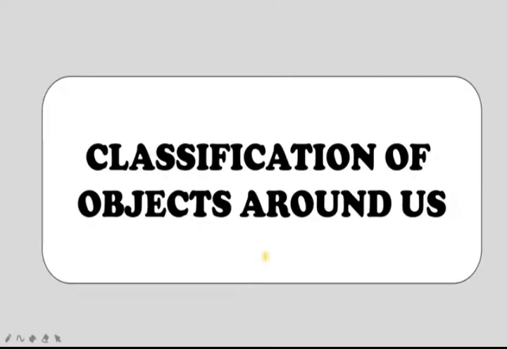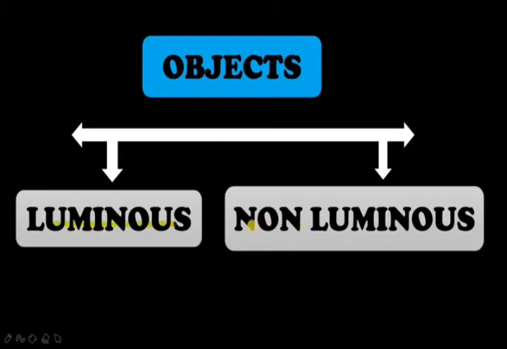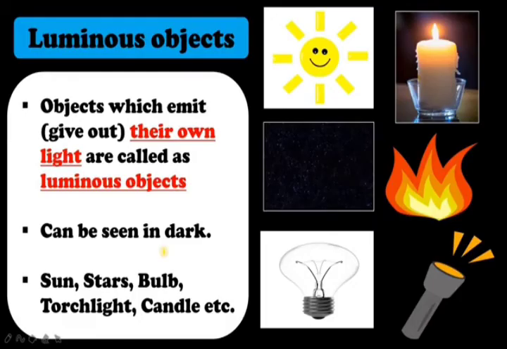Now, the classification of objects around us: luminous objects and non-luminous objects. What are luminous objects? Objects which emit, which give out their own light, are called luminous objects. Note the point. Objects which emit or give out their own light are called luminous objects.